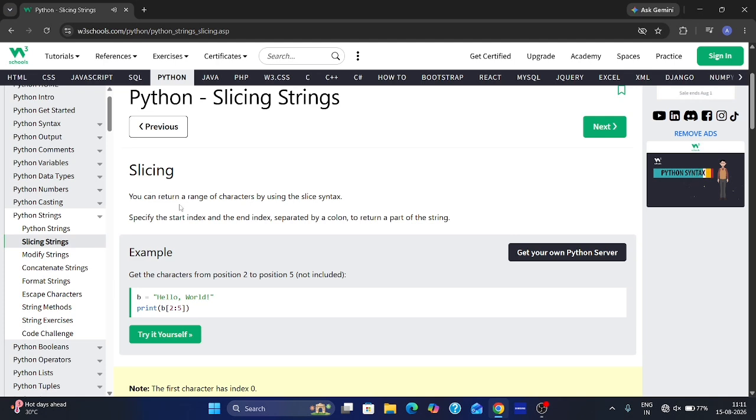So slicing, you can return a range of characters by using the slice syntax. If we want to return a range of characters, we can do it by slice syntax. Specify the start index and the end index separated by a colon. You have to specify a colon to separate them, to return a part of the string.